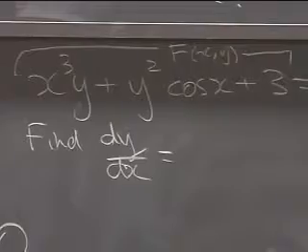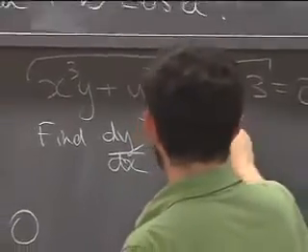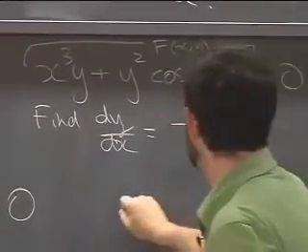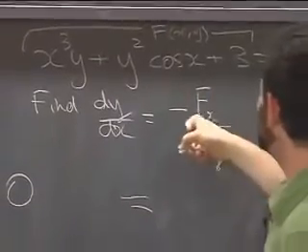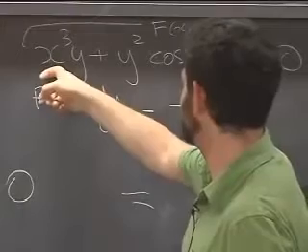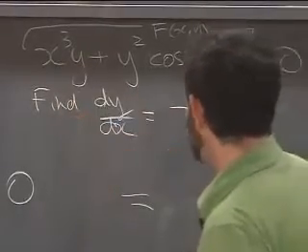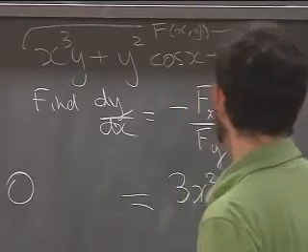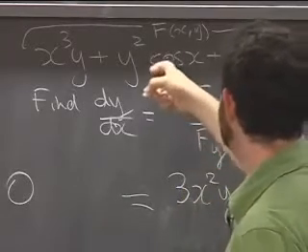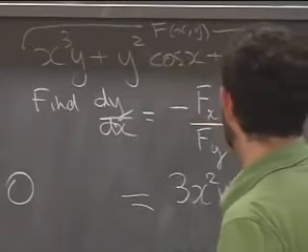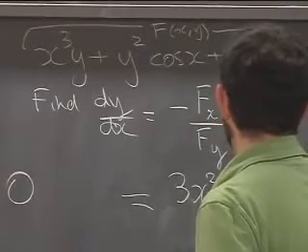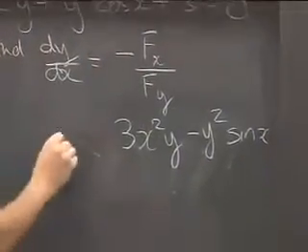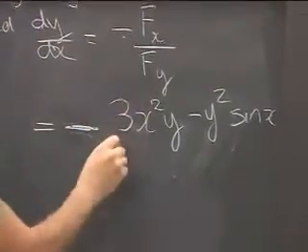We let that be f of x, y. And according to the formula, it's minus the x derivative over the y derivative. And we can just take partial derivatives now. The x derivative is, you differentiate this, keeping y fixed, and you get 3x squared y. Differentiate this piece with respect to x, and you get minus y squared sine x. And the 3 doesn't do anything. There's a minus out front from the formula.